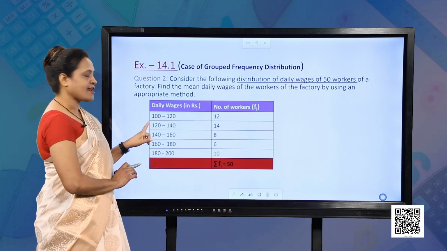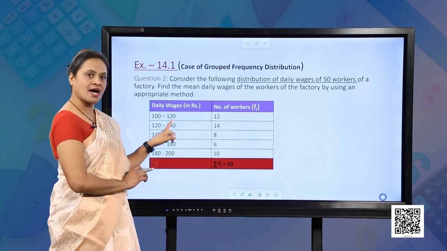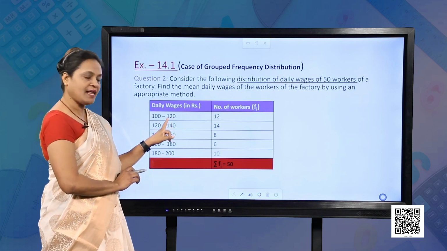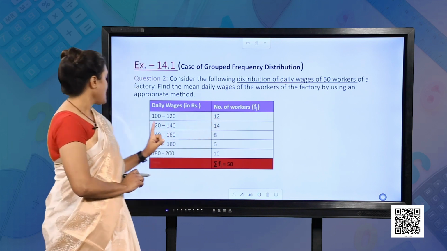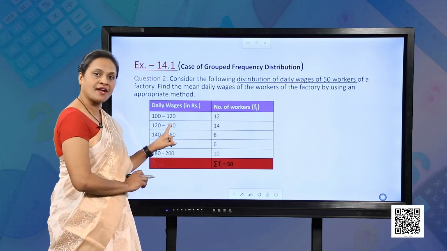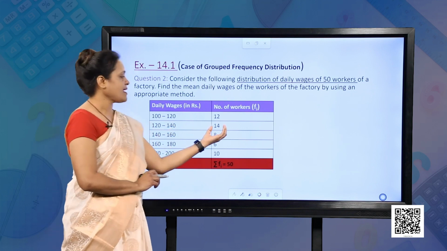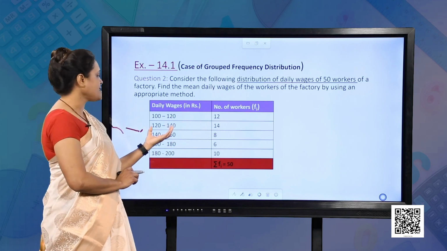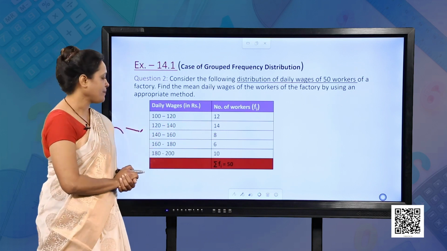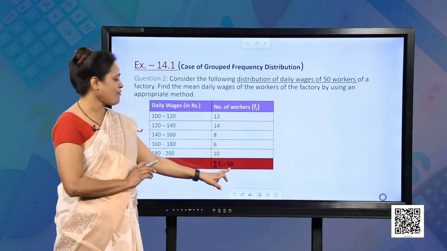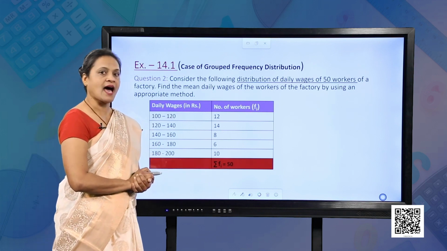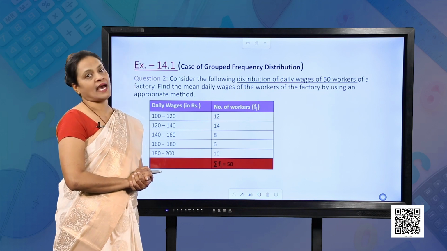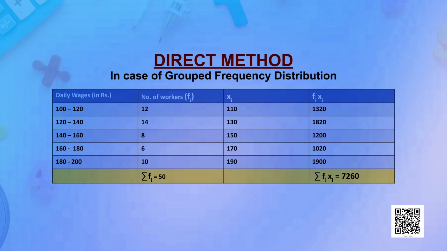Here the daily wages are in rupees, given to you as 100 to 120. In this range of daily wages there are 12 workers. In 120 to 140, in this range there are 14 workers. That is, the salary of 14 workers lies in the range of 120 and 140. So, this is our question. Total number of workers is 50. Let us see how to find out the mean by the direct method. So, first we will find out the mean of this data using the direct method.